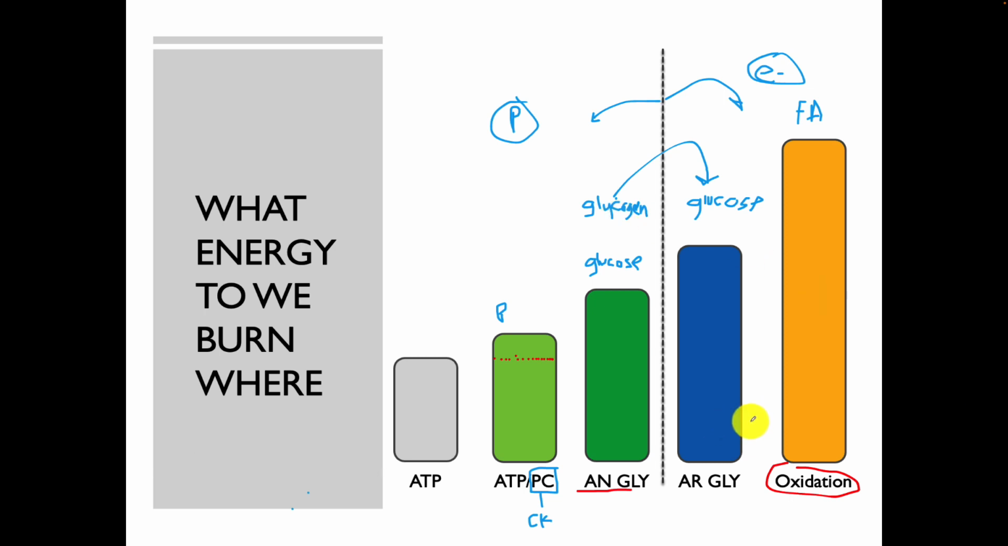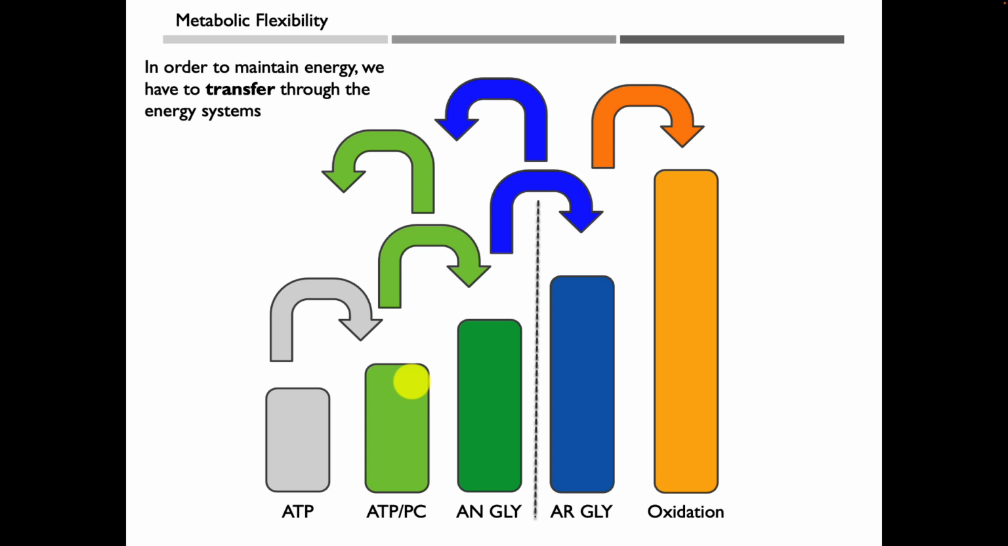So now if we look at the next slide, I told you that in order for us to maintain ATP and energy while we're exercising, we have to transfer through these energy systems. If you look at ATP, we have this small amount of ATP in the muscle. Once we deplete that ATP, we have to transfer to the next section, which is ATP-PC.